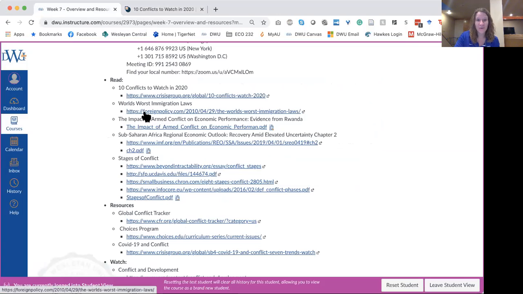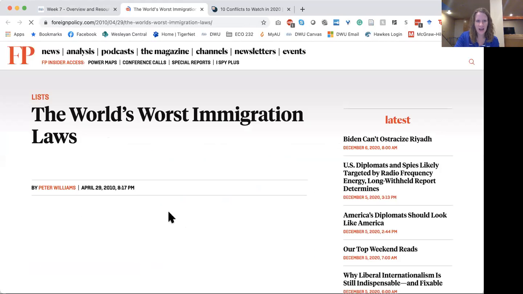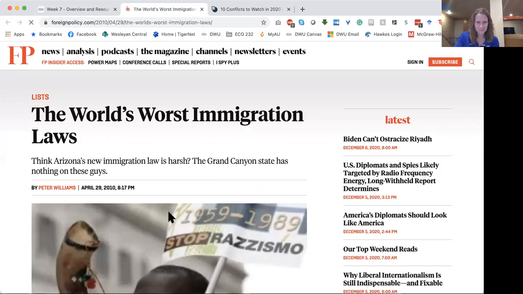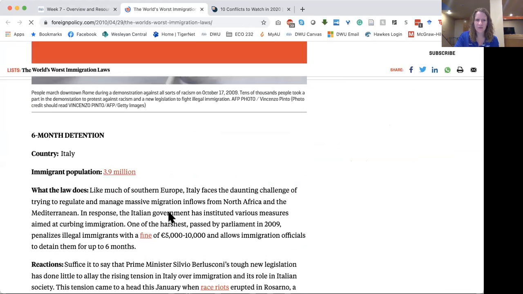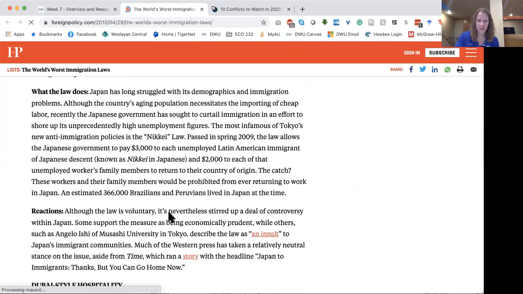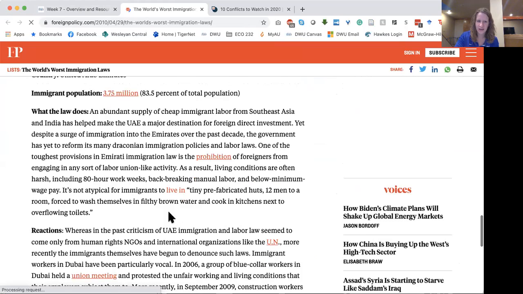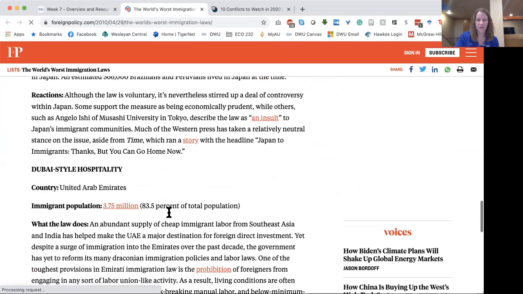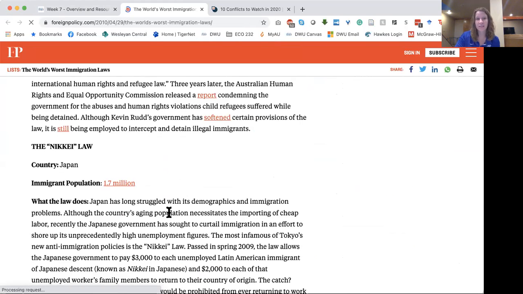We've got the worst immigration laws. Now, again, this is a little old. This is from 2010, but just read through it and see what some of the immigration laws used to be and perhaps still are in some of these countries. If you are intrigued by any of them, I would highly encourage you to look them up to see if they're still the same today, and maybe that can help you with your applied assignment.